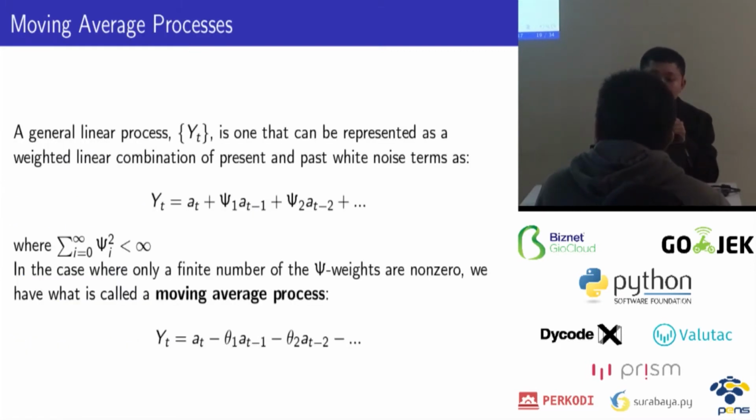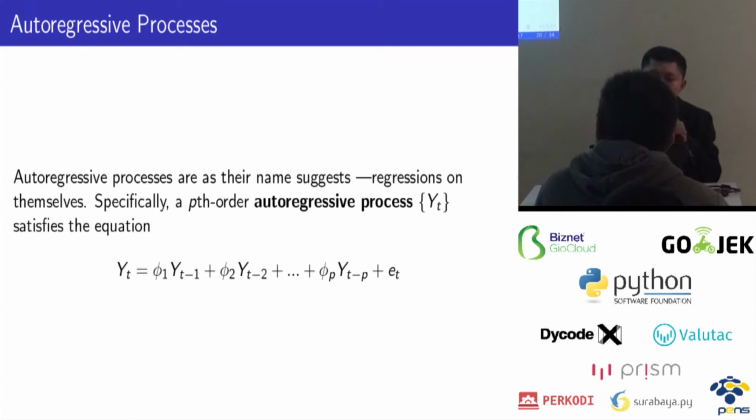So we go to time series models. One of the models in time series is the moving average process. When we talk about white noise, this A is white noise. The moving average process is a process that is represented by the linear combination of the white noise. It is called moving average process.